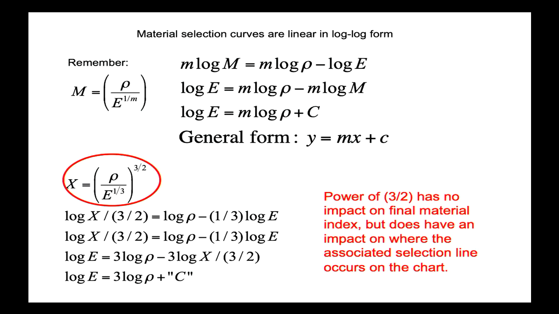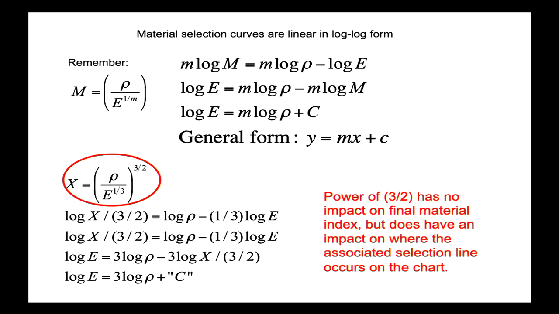Now for this one, the power of 3 on 2, that carries over the whole of rho and E to the power of a third, has no impact on the final material index investigation. And the reason being, as per that little bit of mathematical derivation, all that it's adjusting is the c, the constant.